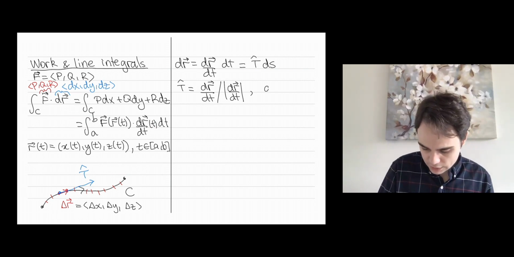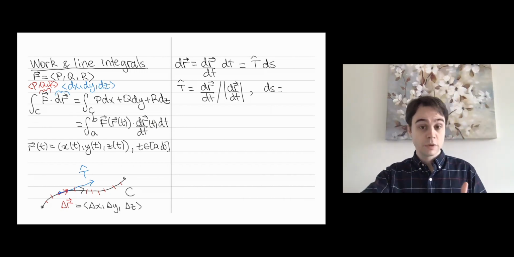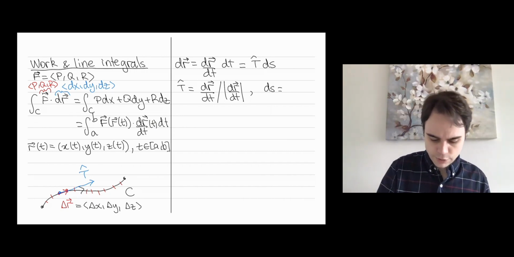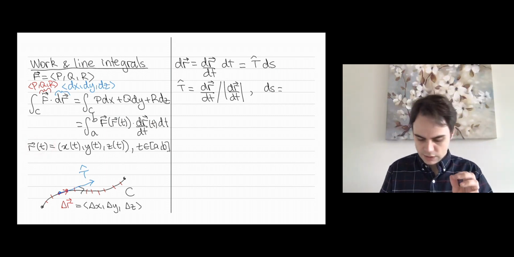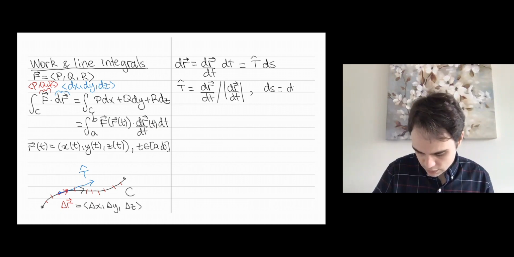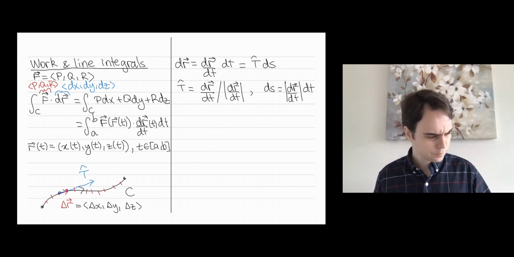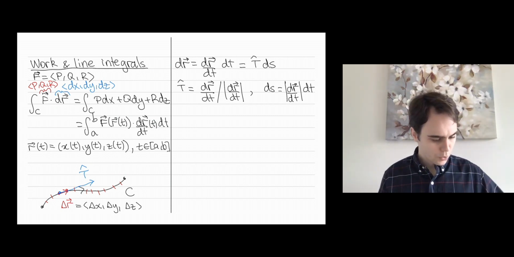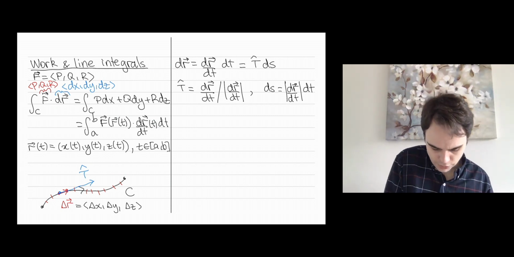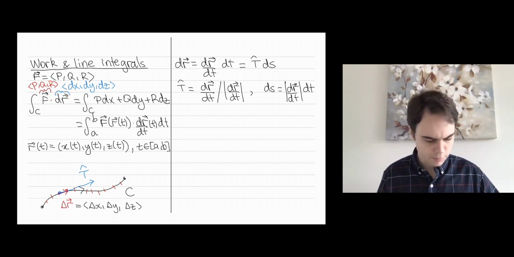And ds, the arc length element, that's distance on the curve. If we think that this curve is the trajectory of a particle whose position at time t is r of t, then it starts to make sense that distance is speed, so ds, the length, is speed times a time interval. So we could also have speed times dt instead of this, and it would still be the same integral.